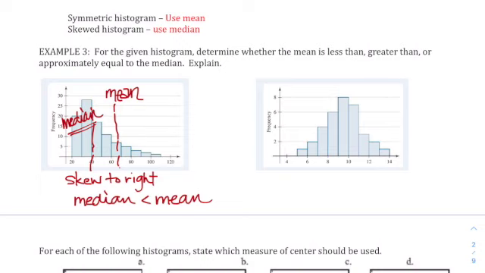Okay, if you look at the second picture, it's more like a symmetrical one. So since it's symmetrical, we are going to use the mean. But the second question says whether the mean is less than, greater than, or approximately equal to. Well, both ends of the graph compensate each other. So in this case, your mean is probably going to be in the middle.